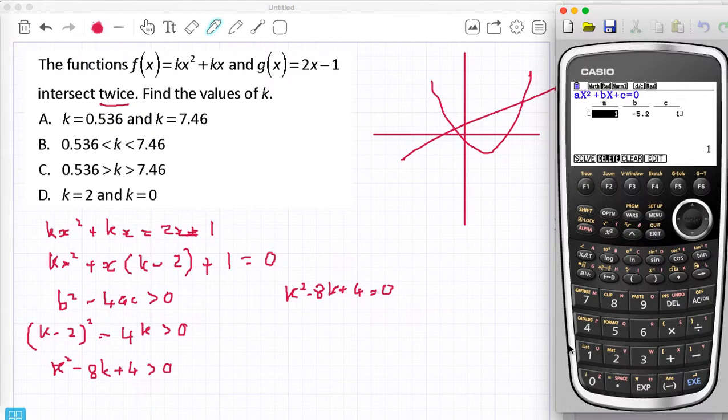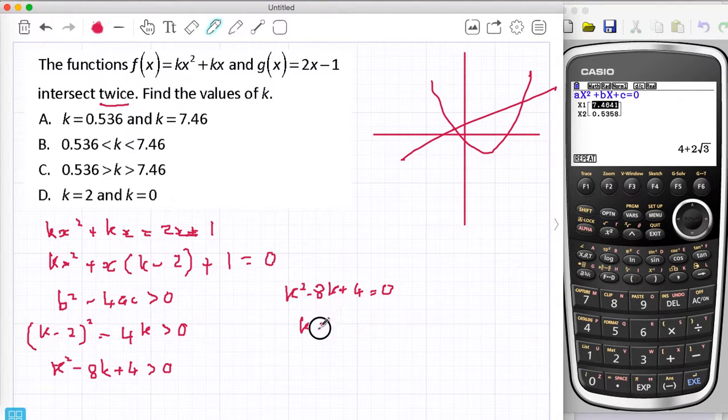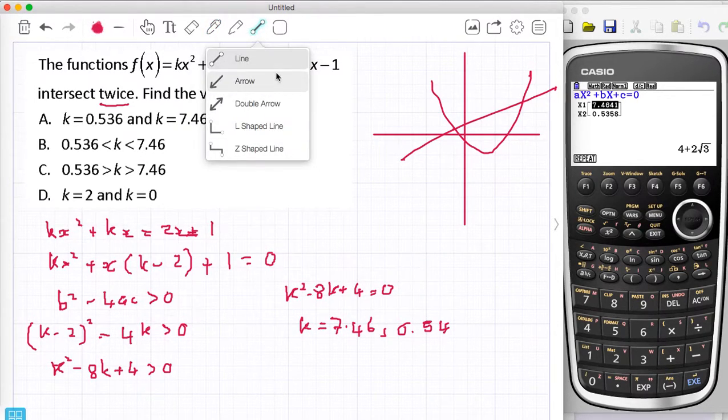So 1, minus 8 and 4, and I solve it and I get k equals 7.46 and 0.54 ish. Now these two are both up here, so it's either this one, or this one. It's not equal to, because I actually want the values. I've got the greater than, even though I use the equal to solve. I have to decide which of these three it's going to be, and to do that I'm going to use a number line and do a sign test.